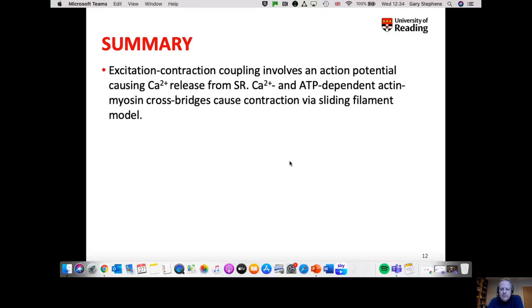Okay, that finishes the screencast. We've covered skeletal muscle. In the next couple of screencasts, maybe three screencasts, we'll talk about cardiac muscle and smooth muscle, and maybe compare and contrast them with skeletal muscle.